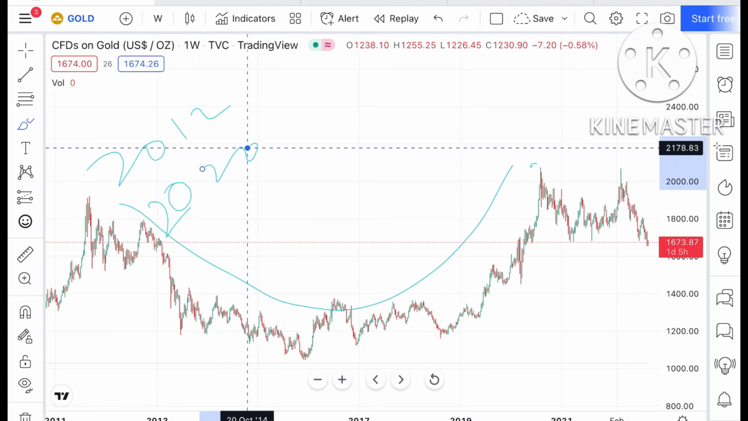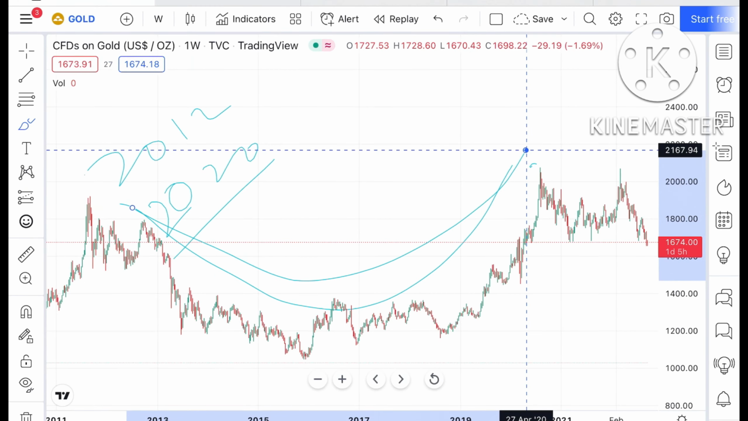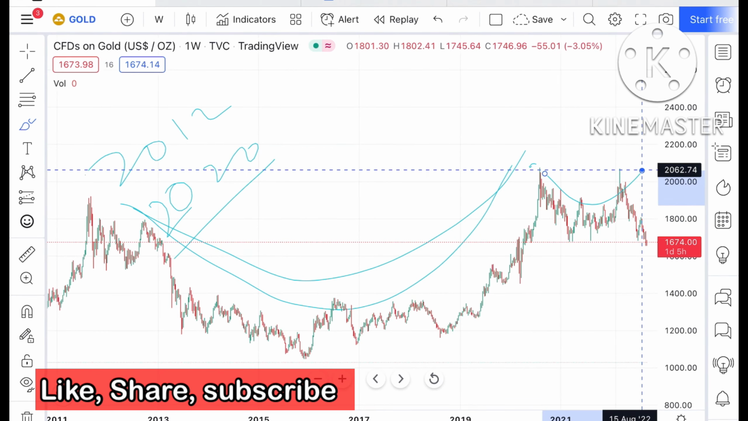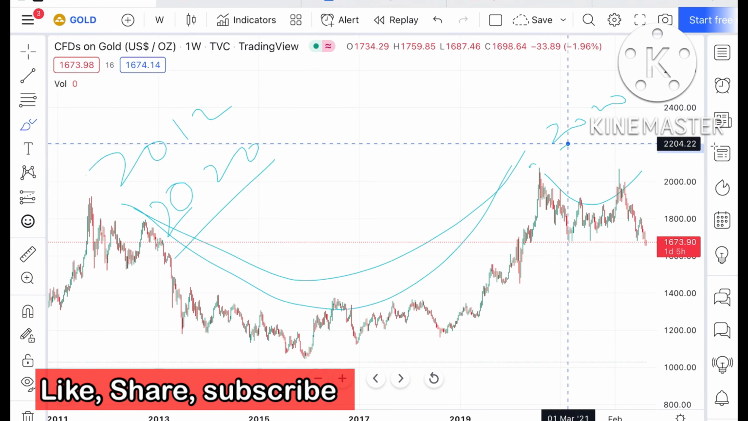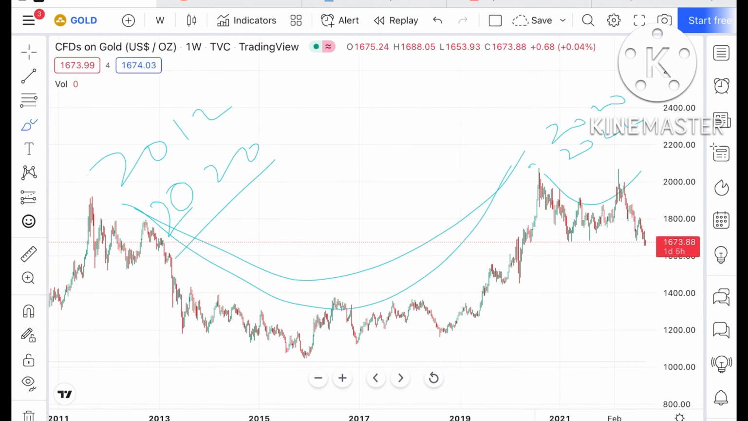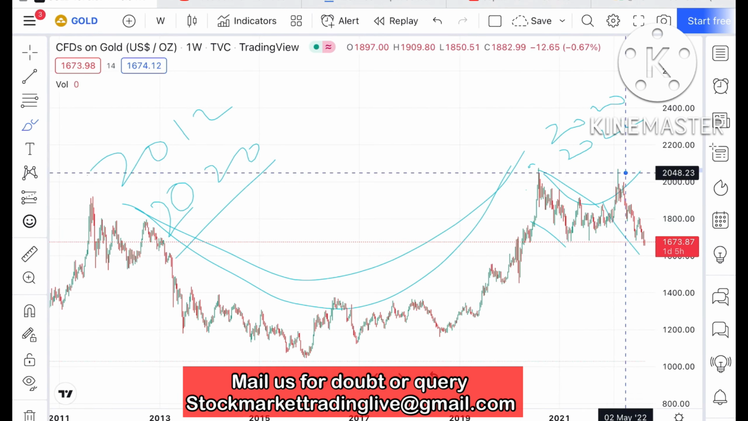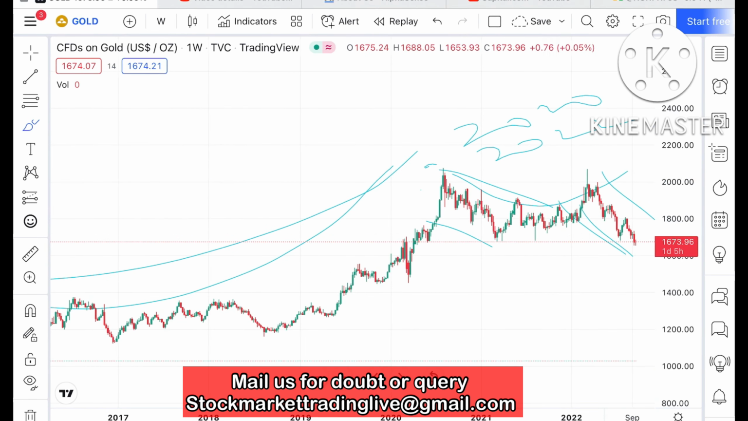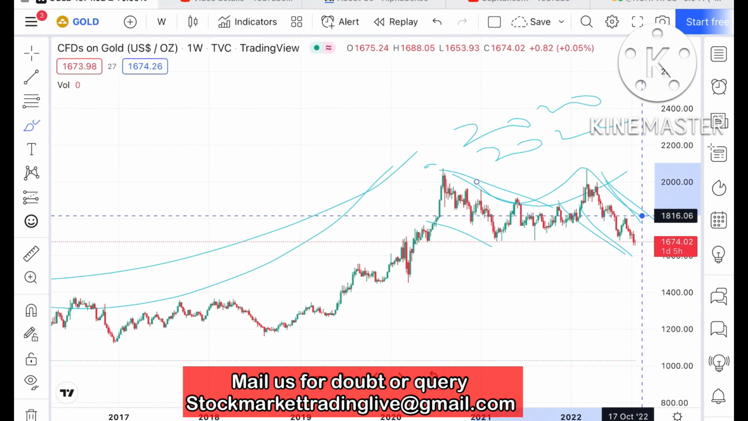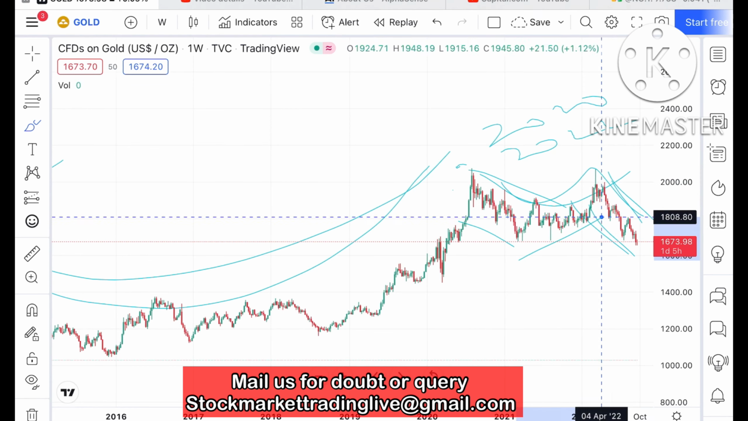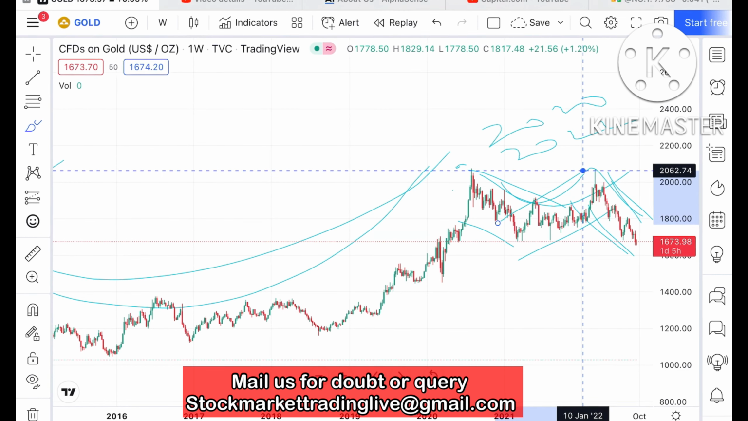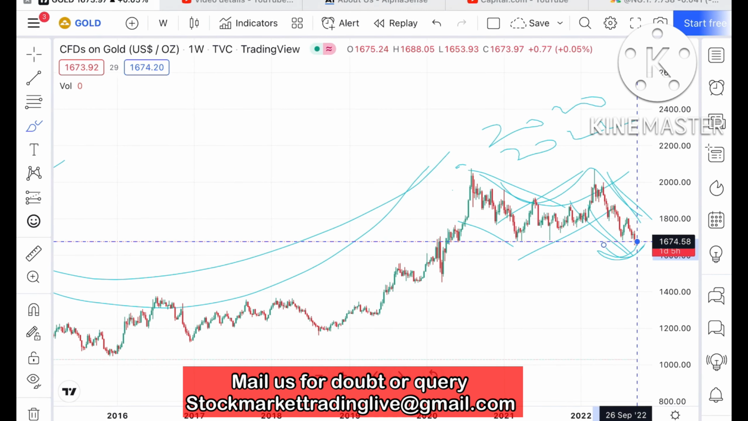What we have seen is that it has made a U pattern. In the same way, we have seen this pattern forming from 2020 to 2022. After that we have seen the same half fall, and in the same way in this particular segment also. Now after that, it has tried to rise up, but we have not seen a swing formed at this particular level.